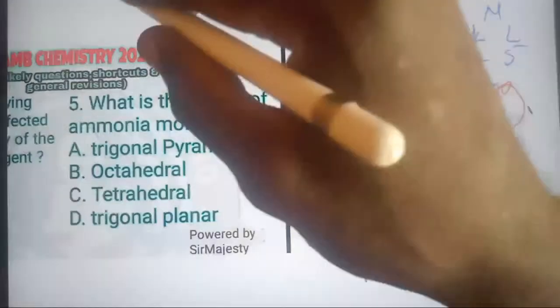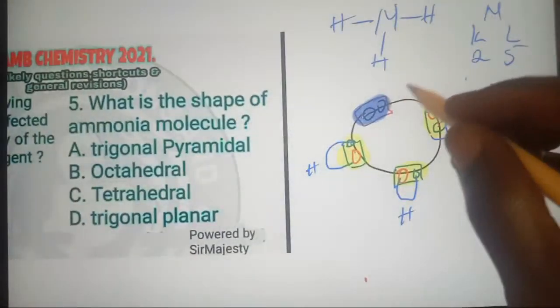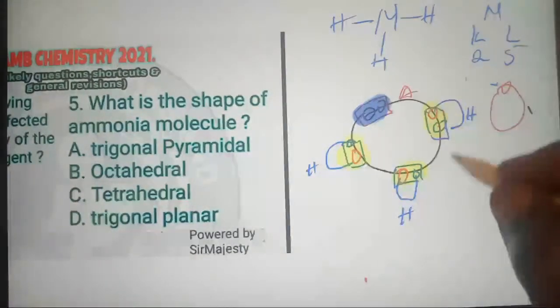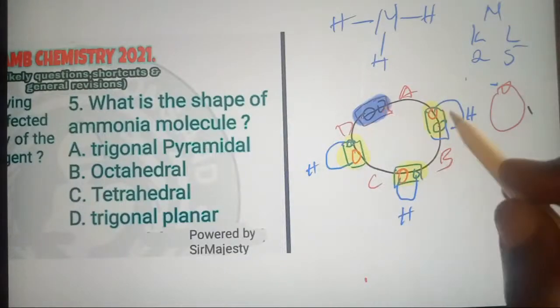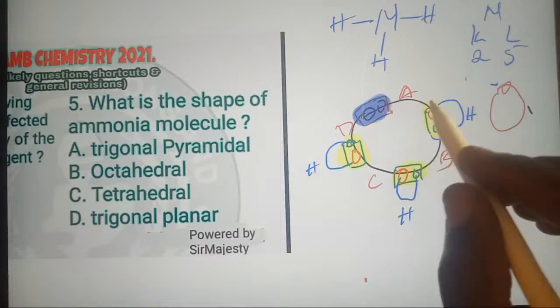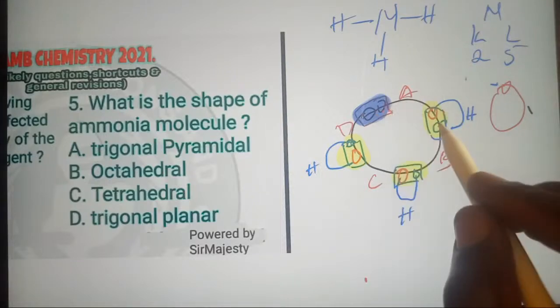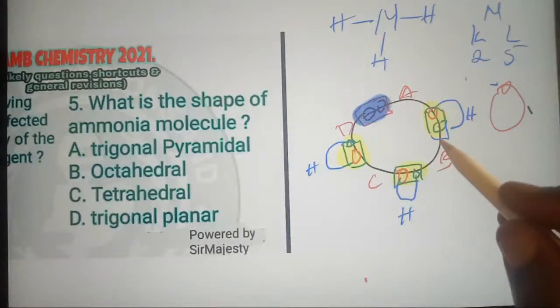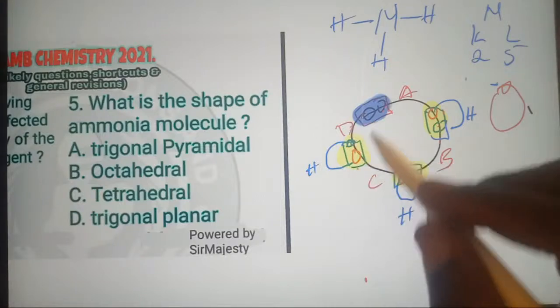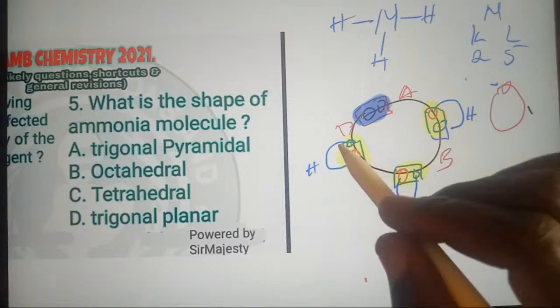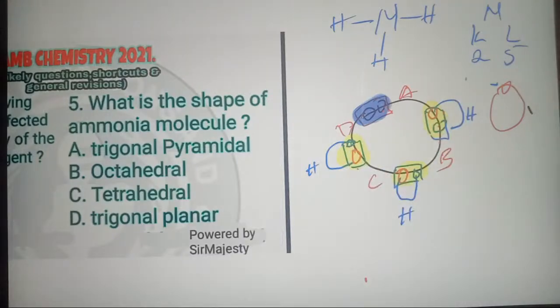Now we have attraction and repulsion. Let's call this place A, B, C, and D. What I mean, the distance between this pair and this pair, let's call it A. The repulsion is called lone pair, bond pair. And here is called bond pair. C is also bond pair. Then D is lone pair, bond pair. So A and D are actually lone pair, bond pair repulsion.